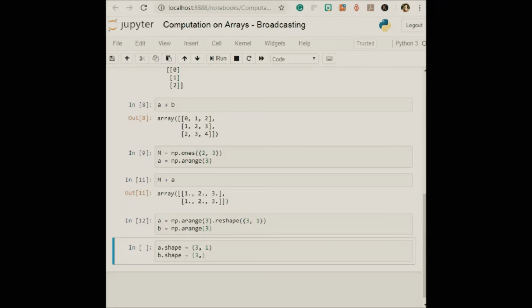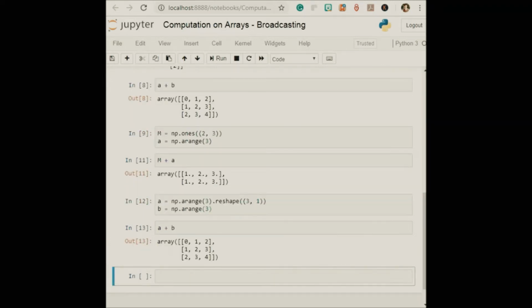So rule number 1 says we must pad the shape of B with ones like this. And rule number 2 tells us that we upgrade each of these ones to match the corresponding size of the other array like this. Okay, so because the result matches, these shapes are compatible. We can see this here as A plus B gives this answer.